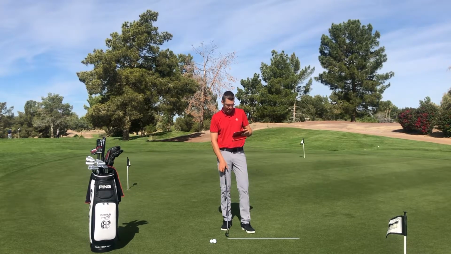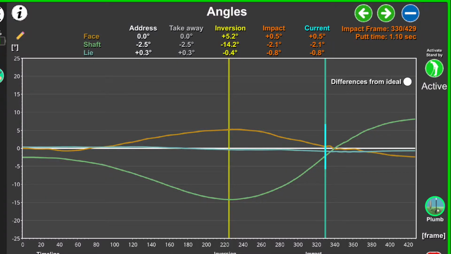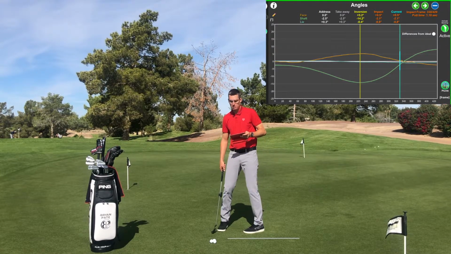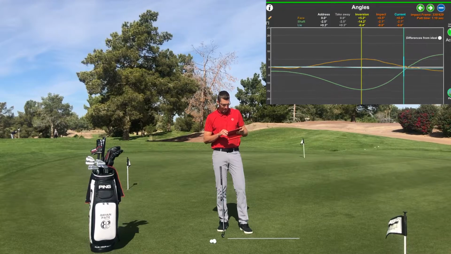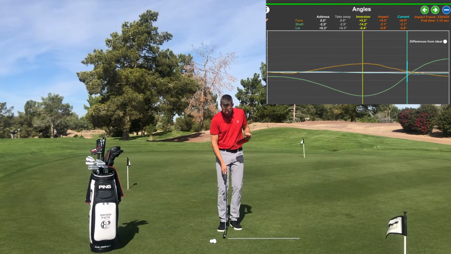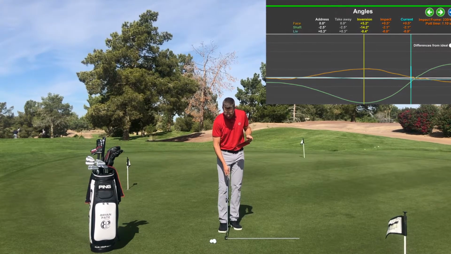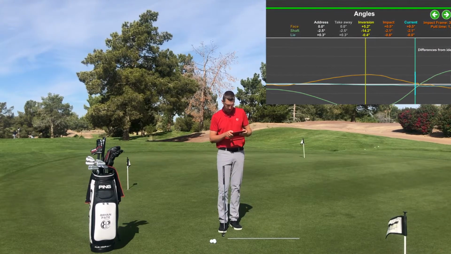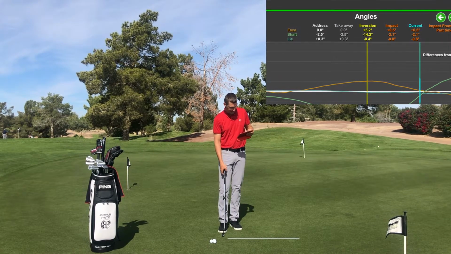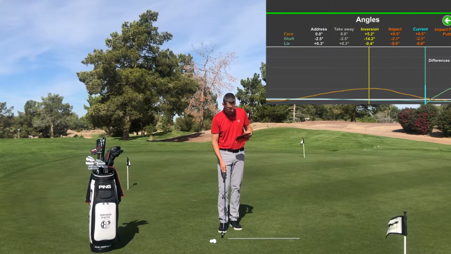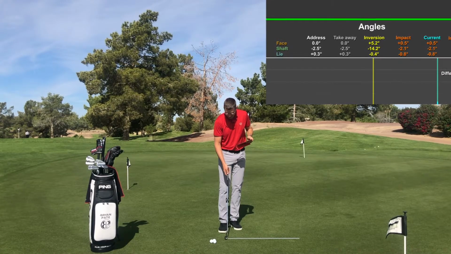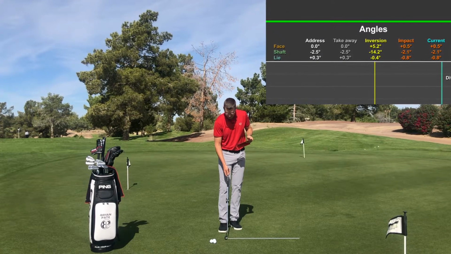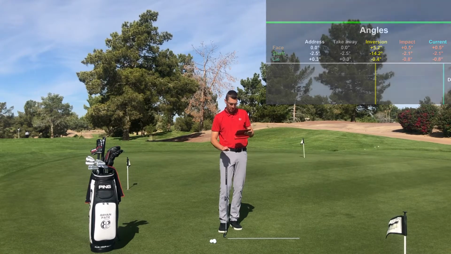So if we look at the lie tile, now based off of our 72 angle where we're starting, because we're in the plumb mode, the lie was positive 0.3. So it was just fractionally higher than that 72 degree lie angle. And then at impact it was minus 0.8. So based off of that 72 number, I returned it slightly handle down or a little bit more toe up.